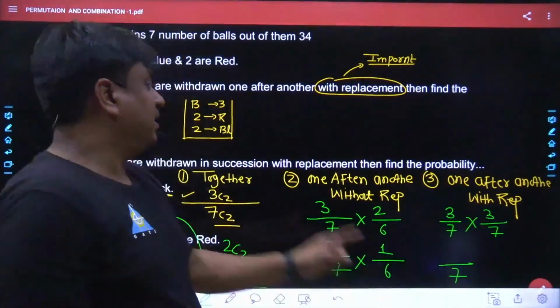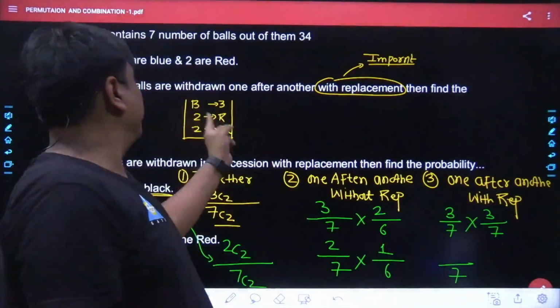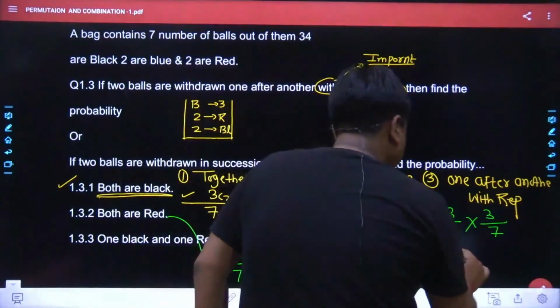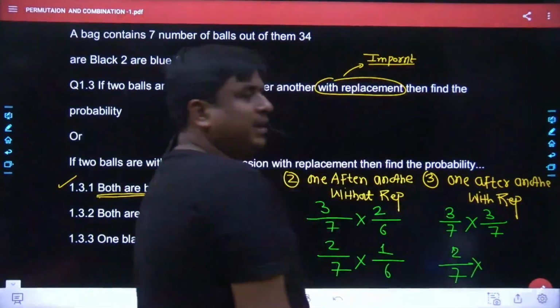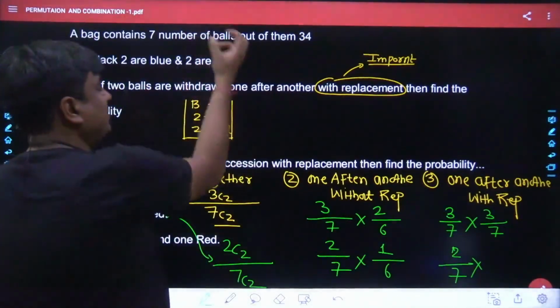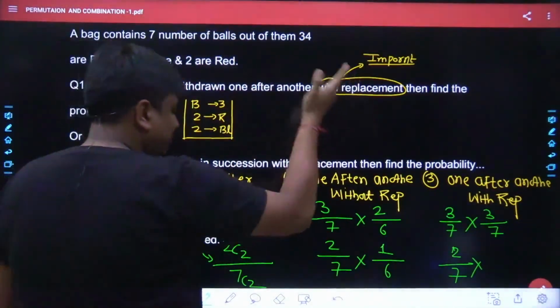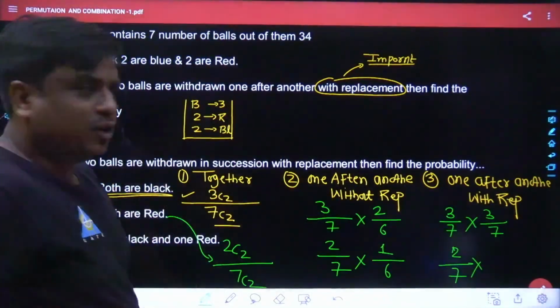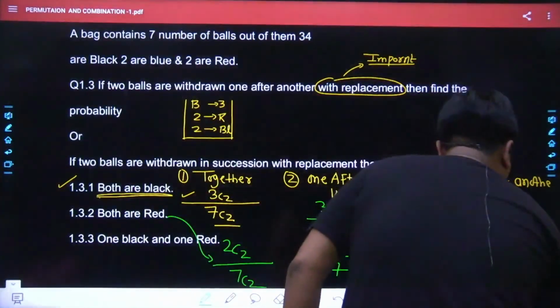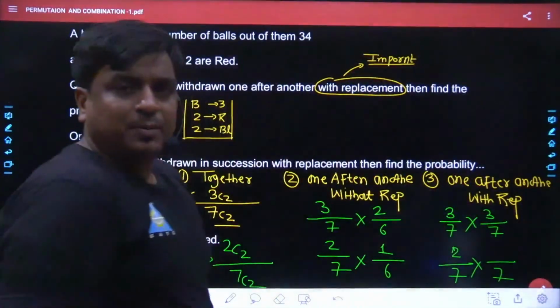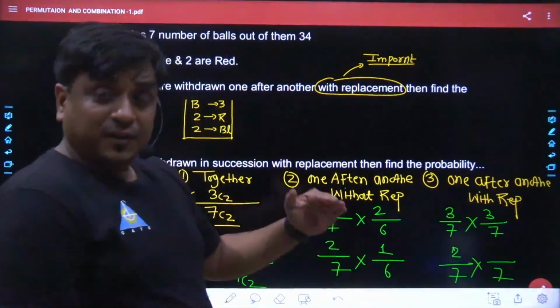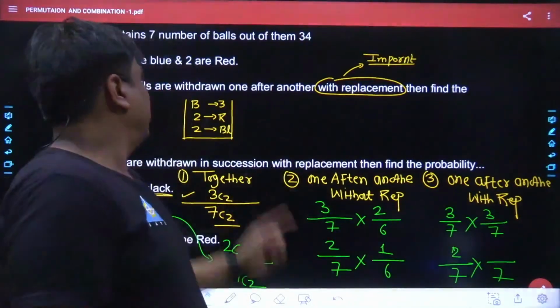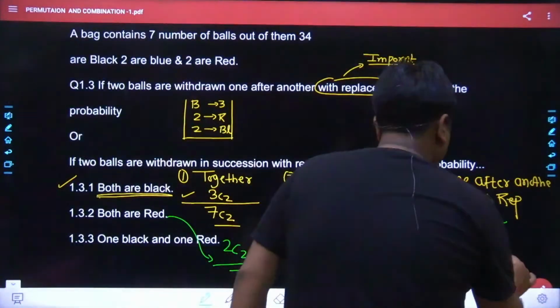How many different ways could one red ball be selected from the bunch of 2? That is 2. Now the second time, the one red ball which had been taken out has not been discarded, as per the given problem. It has been put back, so you are still left with 7 balls. How many different ways could the next ball be selected? It's 7. How many different ways could a red ball be selected? Again, the number of red balls is 2.